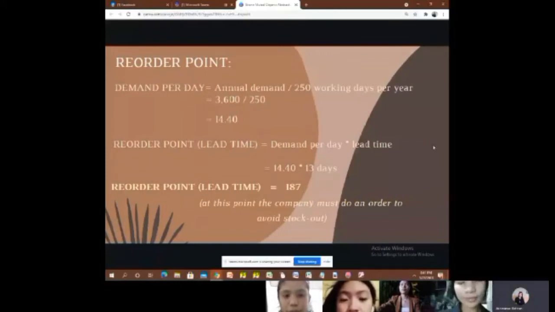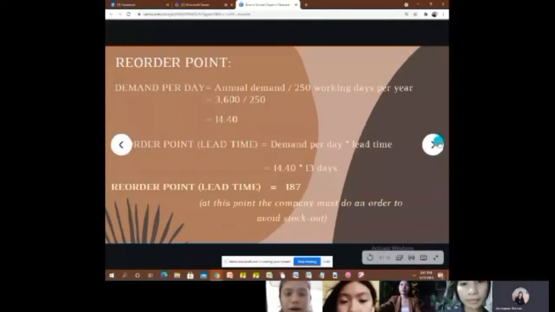So the reorder point, in order to identify the demand per day, you have to get the annual demand and divide it by 250 working days per year. So we have 14.40. Reorder point or lead time demand would be demand per day multiplied by lead time. We have 187. At this point, the company must do an order to avoid stockout.